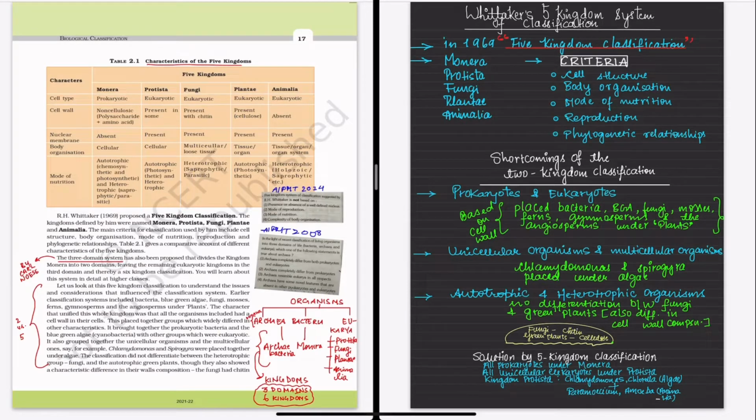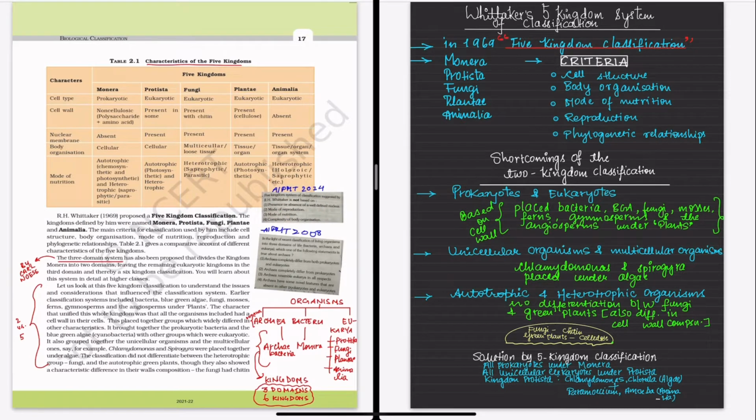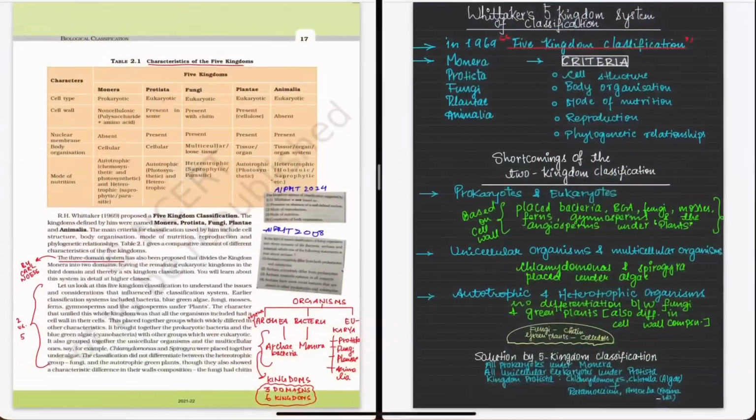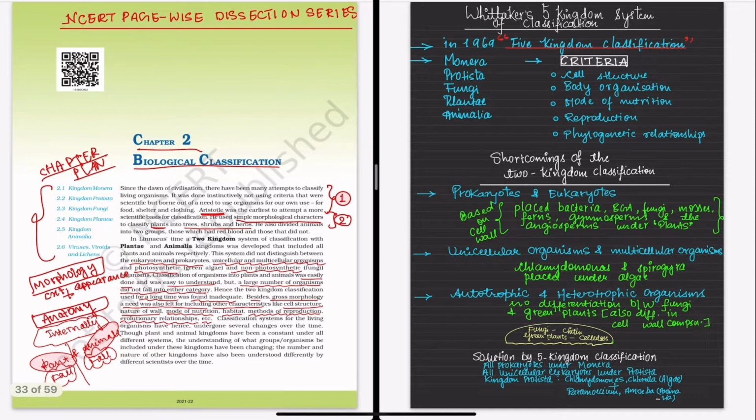So now what we are going to do is proceed to the next part of our chapter, biological classification. So let's have a quick recap of what we had studied in the previous lecture. We were introduced to the classification system based on uses, then Aristotle's classification, then the two kingdom classification proposed by Linnaeus, and then the five kingdom system of classification which was proposed by Whittaker.